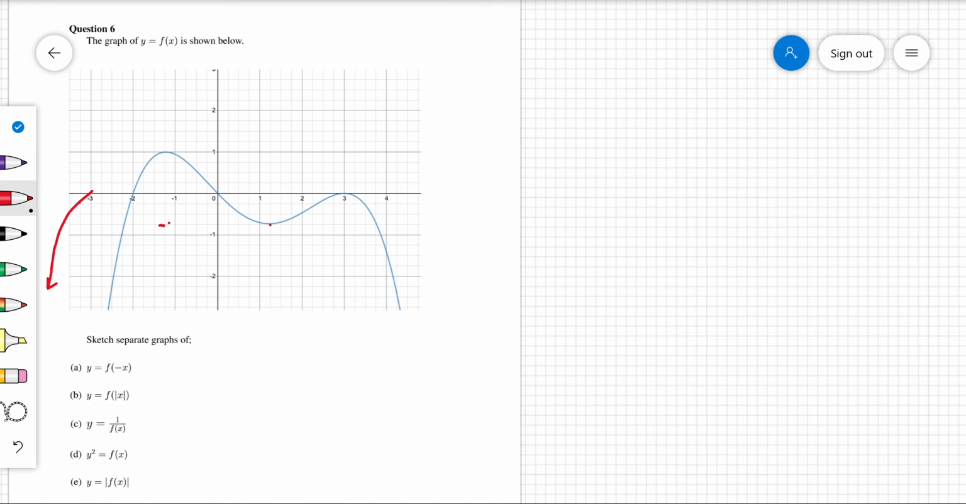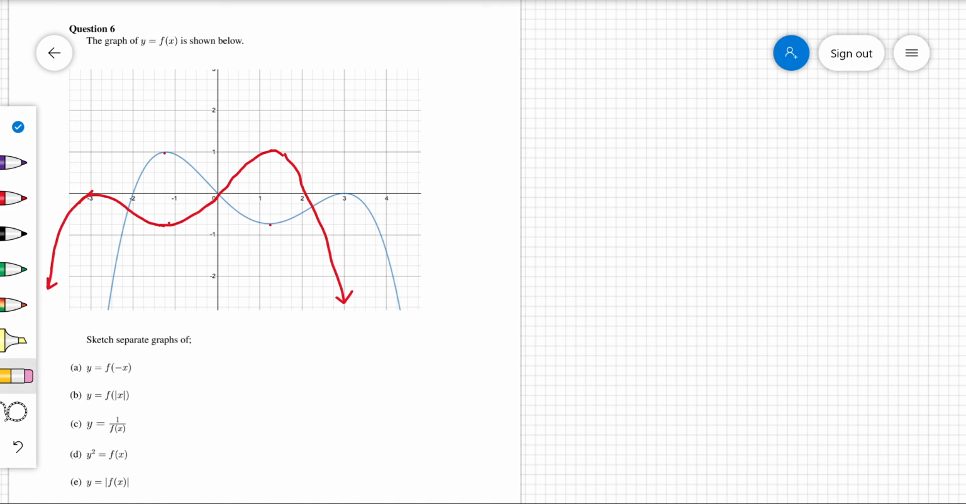So this is a bit tricky for me to do. This point here, if I reflect that point, is, I think, about there. So it's going up to there. It cuts through 2 and goes down like that. So there's our reflection over the y-axis. Okay, so that's f of negative x.